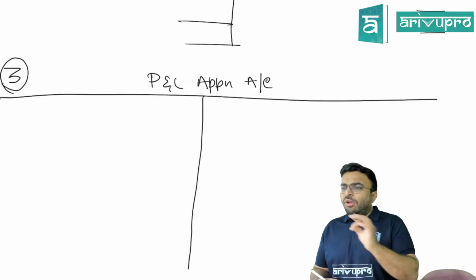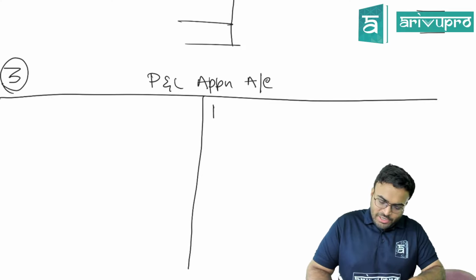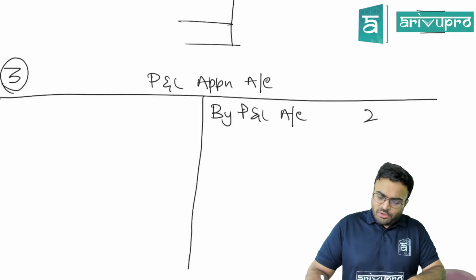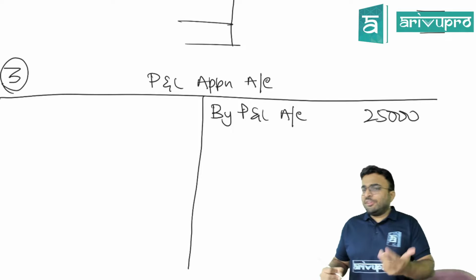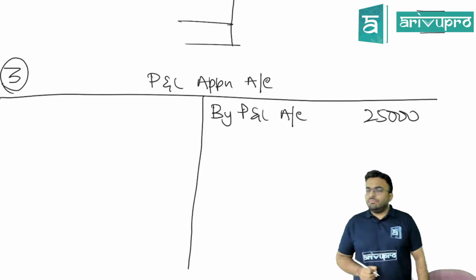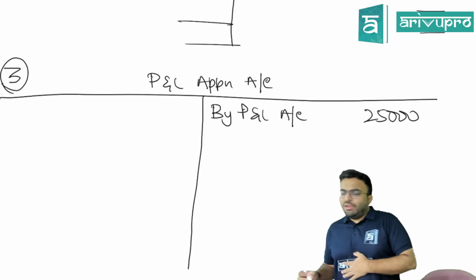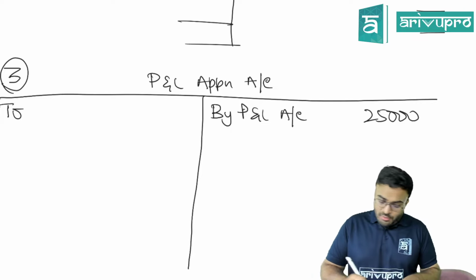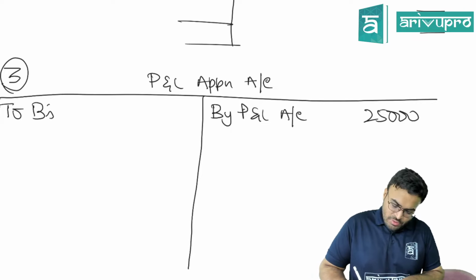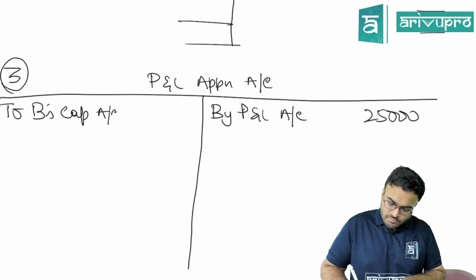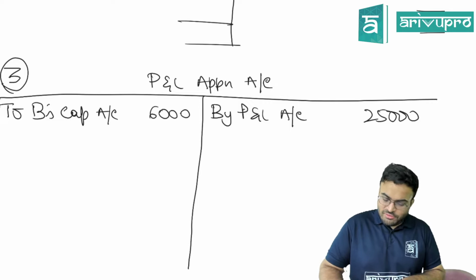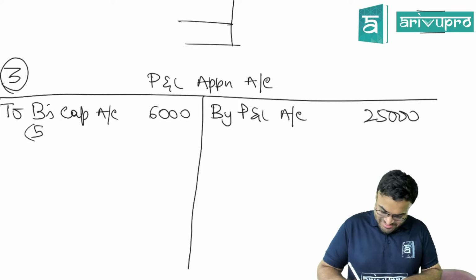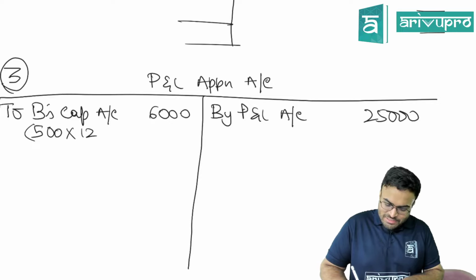P&L account debited to P&L appropriation account. So you will write over here by P&L account or by net profit brought down 25,000. After that, what did you write? Salary to partner, right? P&L appropriation account debited to which partner? B's capital account. How much was that? 6,000. One is telling 500, one is telling 600. 500 into 12, it is 6,000.